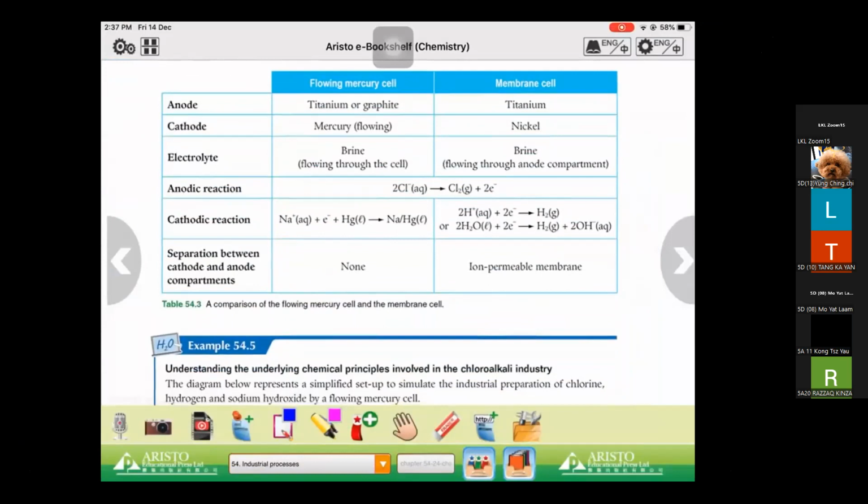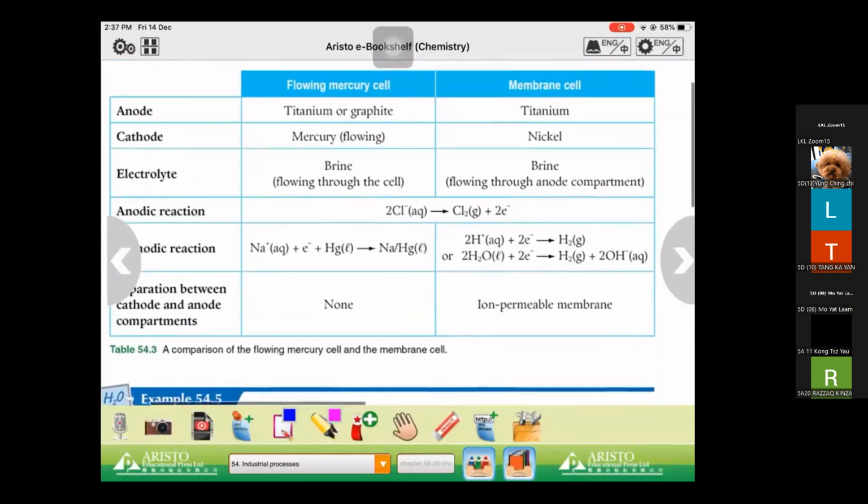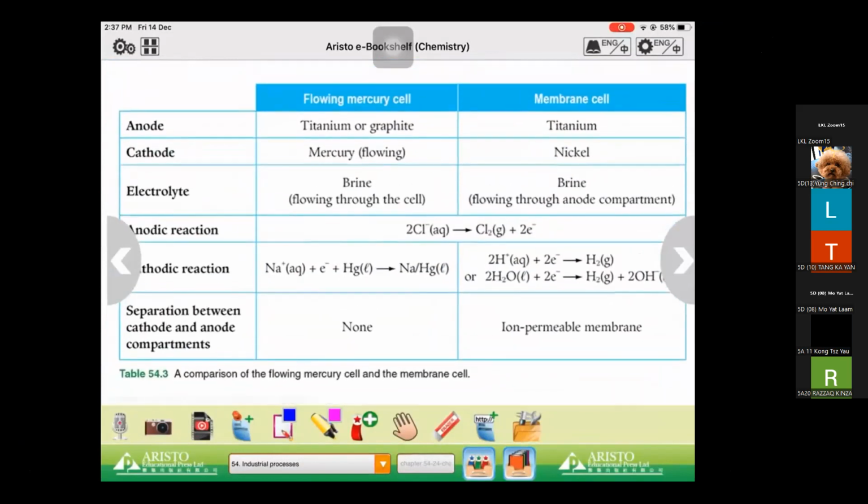Both can be used to produce sodium hydroxide and hydrogen. Look at this page, very useful. This table is very useful. For flowing mercury cell, the anode is titanium. For membrane cell, the anode is also titanium. Cathode is a little bit different. For flowing mercury, the cathode is mercury, while for membrane cell, the cathode is nickel. The electrolytes are the same. Both are brine solution. Okay, in both situations, brine.